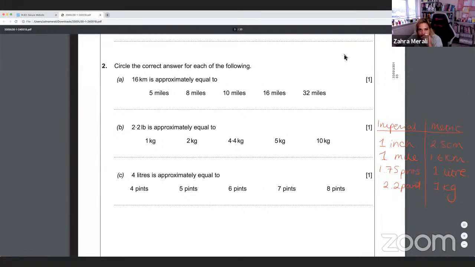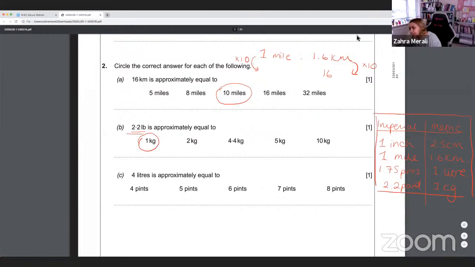16 kilometers. Now, have you noticed the numbers are quite nice? You will see kilometers to miles and you go, okay, 1 mile I know is 1.6 kilometers. How do I go from 1.6 to 16? I times by 10. So I also have to times this side by 10. Therefore, it's 10 miles. Pounds and kilograms. So I know 2.2 pounds is 1 kilogram. It's one of the ones that you've learned. So you've learnt this box.